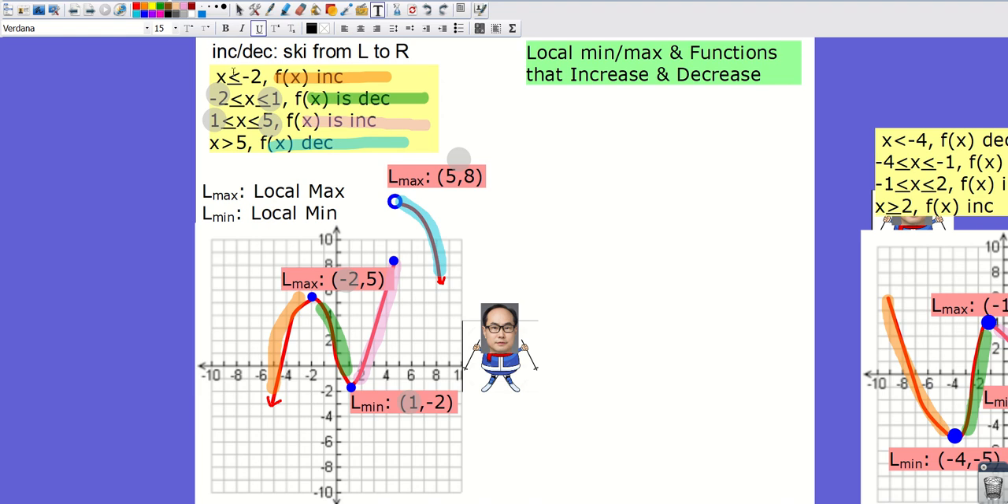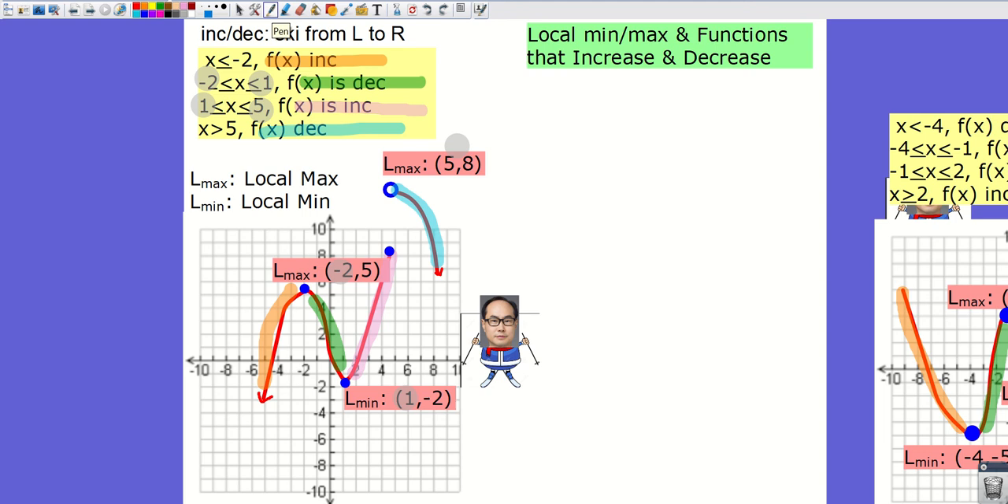I want you guys to do something like this. Some problems only ask you for the maximums and minimums, so you only do the red boxes. Some problems ask you for the red boxes and the yellow box. I want to give you a heads up: later on, we're going to write it in this fashion right here. Some of you may have done it before already.